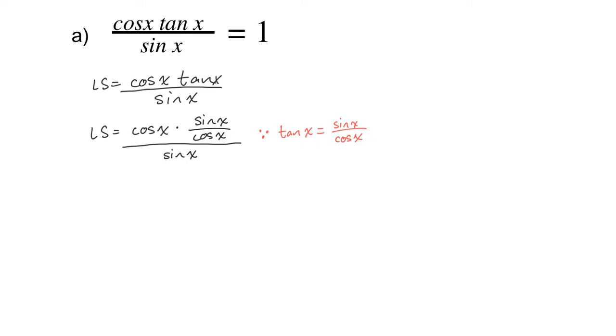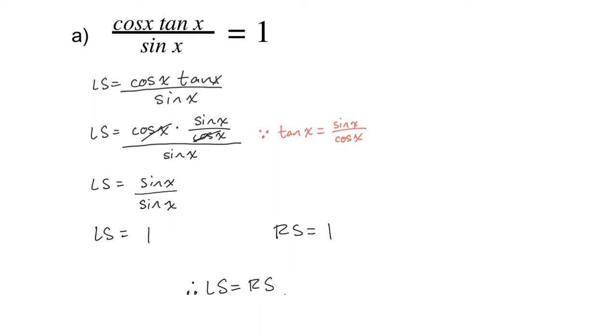So cos x is being multiplied by sine x over cos x. We can cross out this cos x. So then we're just going to be left with sine x over sine x. And sine x over sine x is just 1. So on the left side, we're just left with 1. And on the right side, we just have 1. So therefore, our left side is equal to our right side. And we're done. We've proved this identity.